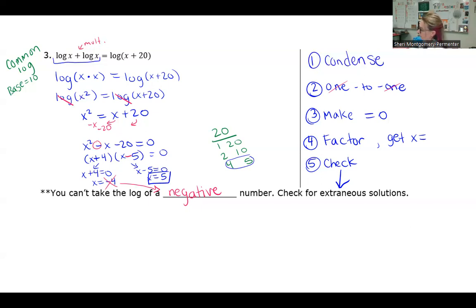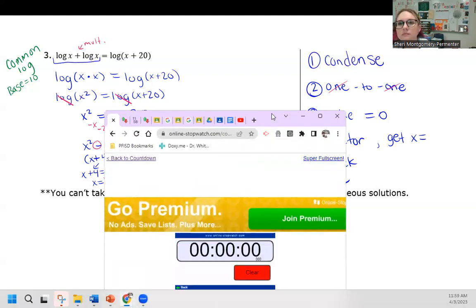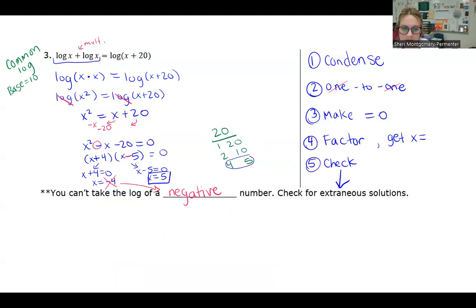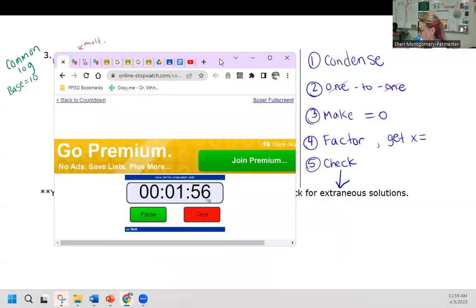All right, I want you to take 2 minutes and I only want you to do question number 10. We don't know how to do 11 and 12 yet. I only want you to do question number 10 on your homework. Go see if you can do question number 10 on your homework. Stop psyching yourself out. Tell yourself you can do it. Number 10 is a 1-to-1 problem.